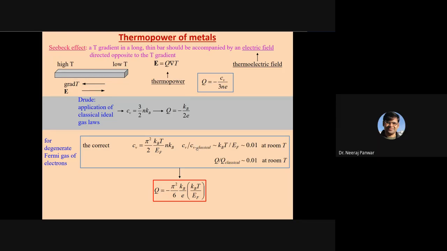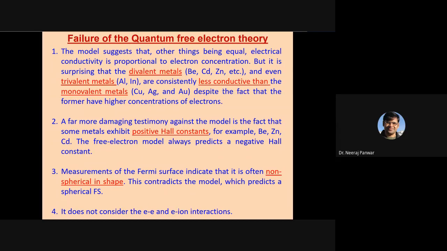And Q would come out to be, as per Sommerfeld theory, this, and this would be equal to 10 to the power minus 6 volt per Kelvin. It would be equal to 10 to the power minus 6 volt per Kelvin, and this is what is observed experimentally. According to Drude, it was 400 times greater than what is experimentally observed. So these are all the effects we discussed.